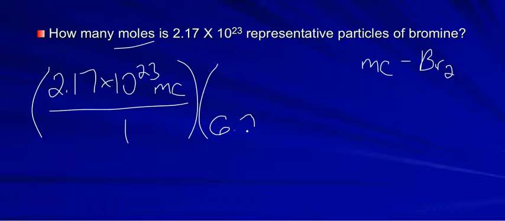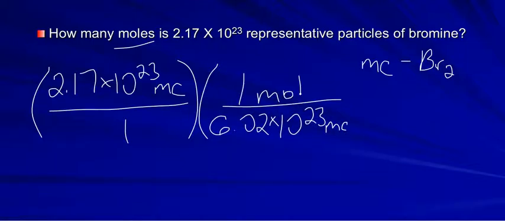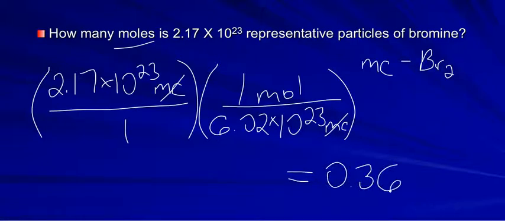Since the representative particle is the molecule, that means there are 6.02 times 10 to the 23rd molecules in a mole. Same number as the previous problem, but my unit is now molecules instead of atoms like it was with silicon. But mathematically, we're going to solve it the same way. Divide by Avogadro's number. So 0.36 moles.